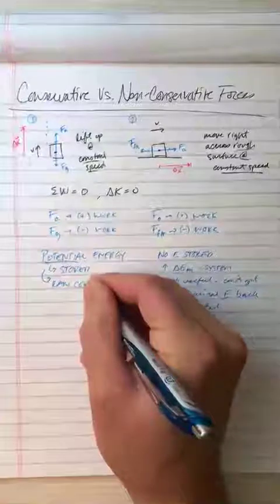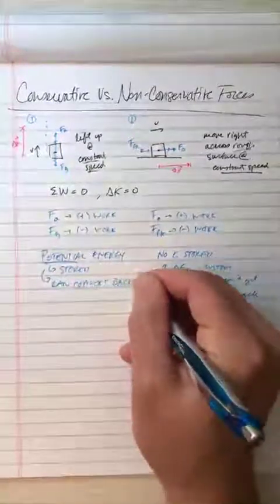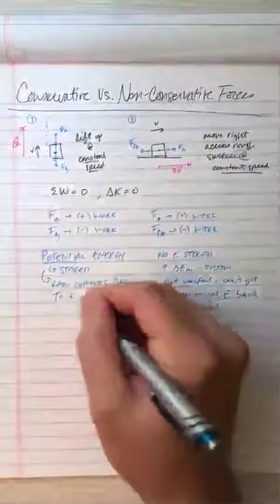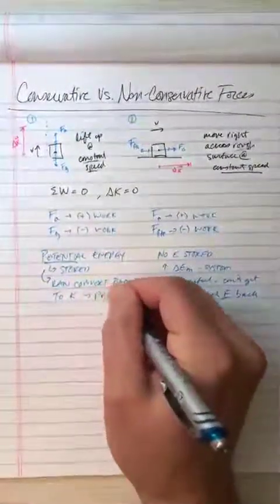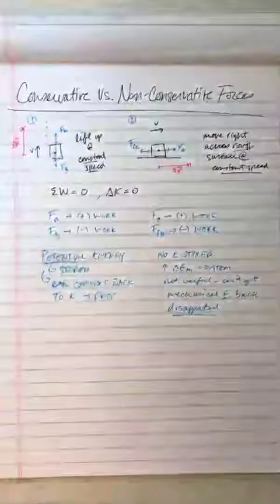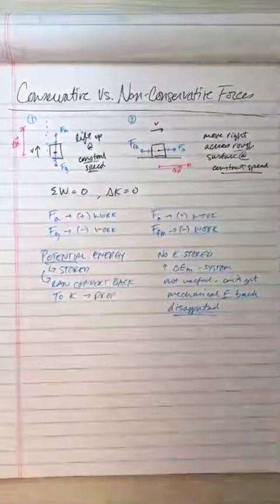Now, the difference with this stored potential energy is that it can convert back to useful mechanical energy, to kinetic, just by dropping it. And that's what makes this potential energy a stored form of mechanical energy. So how do we quantify this relationship?